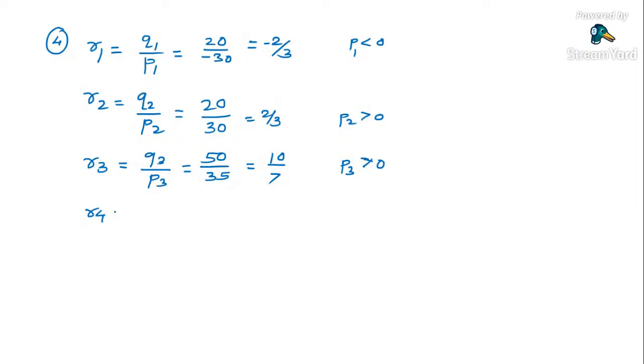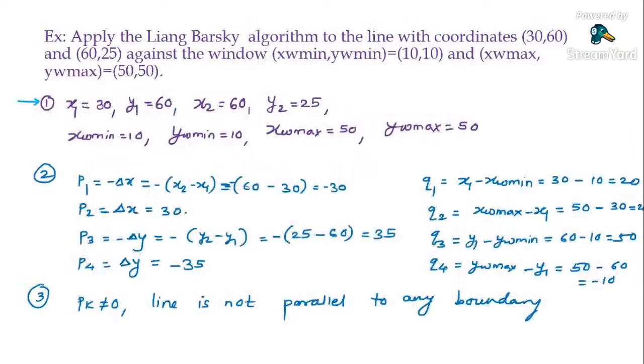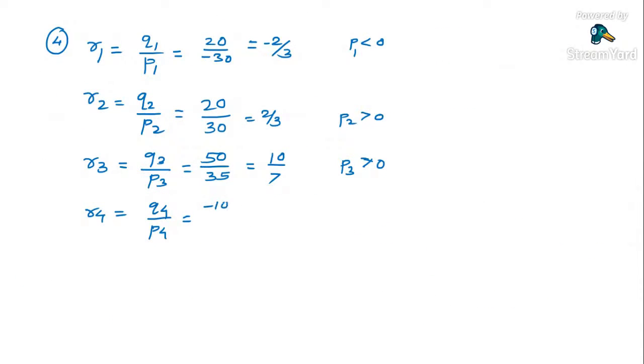And then r4. That is equal to q4 upon p4. q4 is minus 10 divided by minus 35. So it is nothing but 2 by 7, and positive. But the p4 value is less than 0. Now see, p1 is less than 0, p2 is greater than 0, p3 is greater than 0, p4 is less than 0. Why do we want that? Because we have to calculate u1 and u2.